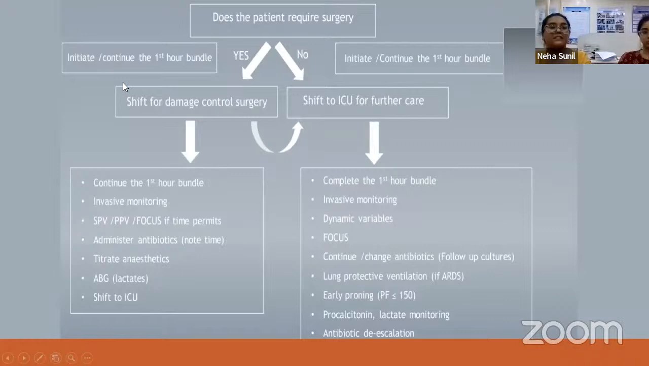Then, is surgery needed? If yes, then initiate or continue the first hour bundle, shift for damage control surgery, and continue the first hour bundle, invasive monitoring, administer antibiotics, titrate anesthetics, then arterial blood gas analysis, and shift to ICU. Whereas if the patient does not require surgery, we will shift the patient to the ICU, complete the first hour bundle, the same invasive monitoring, dynamic variables, and continue or change antibiotics, lung protective ventilation, early proning, procalcitonin, lactate monitoring, and antibiotic de-escalation will be done.